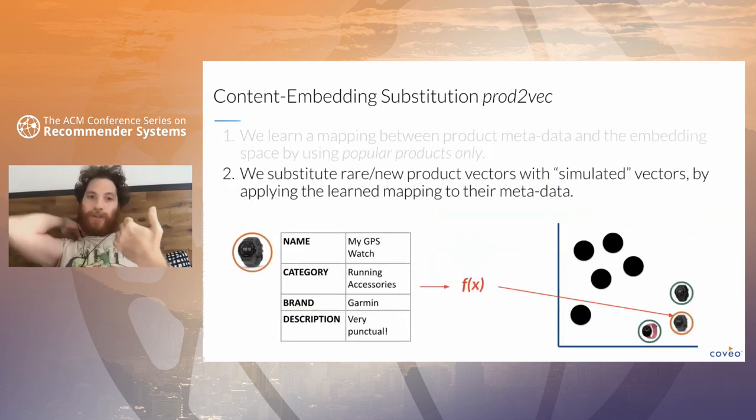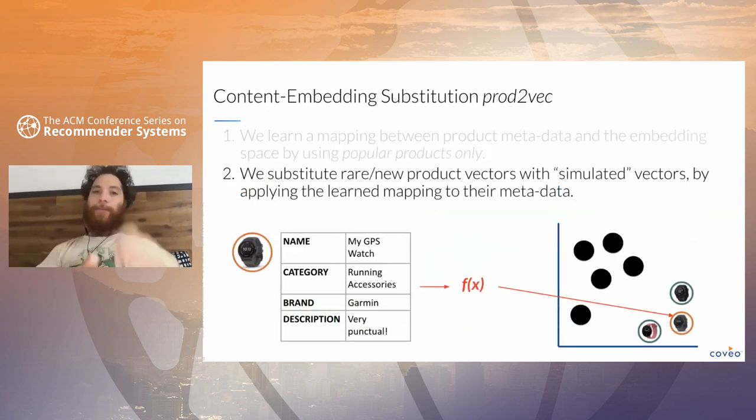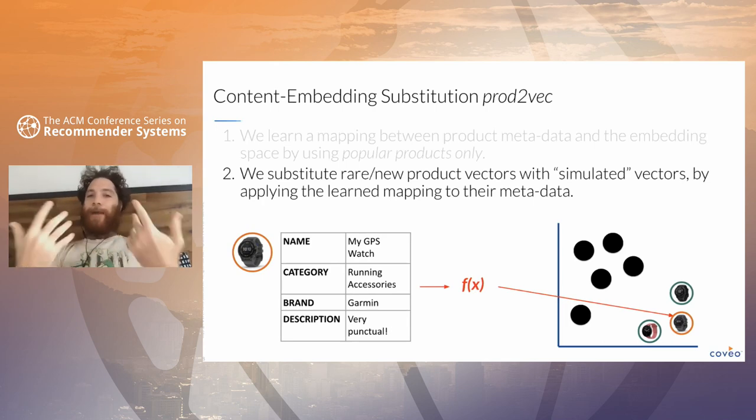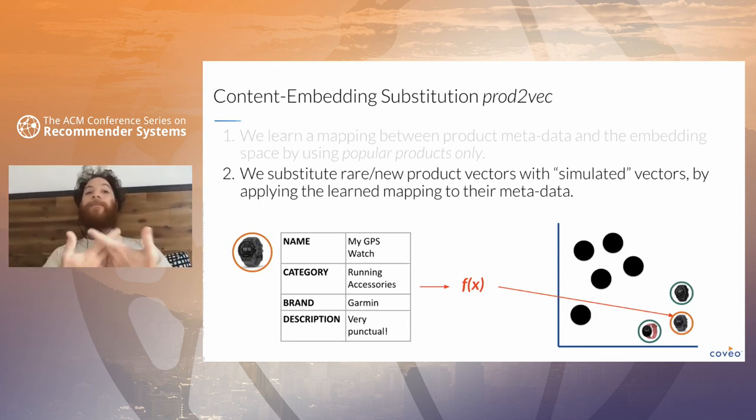Once we know how to map content to position in the space, we can apply the same transformation to rare or new products, because rare and new products may have bad behavioral data, but of course they still have the same catalog data the popular products have. For example, a GPS watch here, with name, category, brand, and description, we run it through the same function and map it into the latent space.